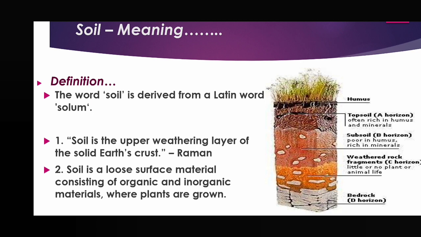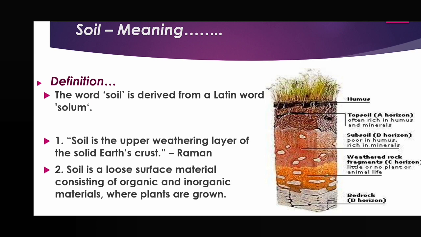Why is it a weathering layer? Because it is formed by the weathering process. Weathering means breaking of rocks by temperature, by pressure, by rainfall, and also different types of chemical reactions. Side by side, different types of plants and animals are also responsible for the breaking of rocks. Clear? That is called weathering. So soil is formed mainly by the weathering process. There are many other processes, but mainly the weathering process. That's why here it is written upper weathering layer.